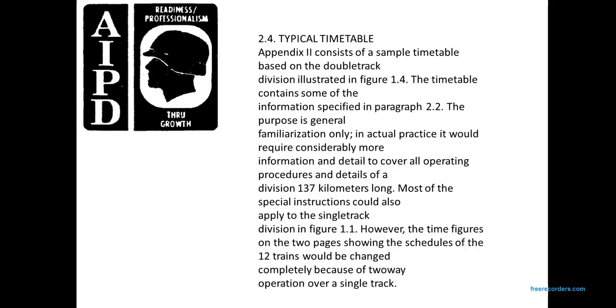2.4. The typical timetable. Appendix 2 consists of a sample timetable based on the double track division illustrated in Figure 1.4. The timetable contains some of the information specified in 2.2. For the purpose of general familiarization, actual practice requires considerably more detailed information covering all procedures on the division, which is 137 kilometers long. Most of the special instructions could also apply to the single track division in Figure 1.1. However, the two pages of the timetable showing the schedule of the 12 trains would be changed completely because of the two-way operation over the single track.